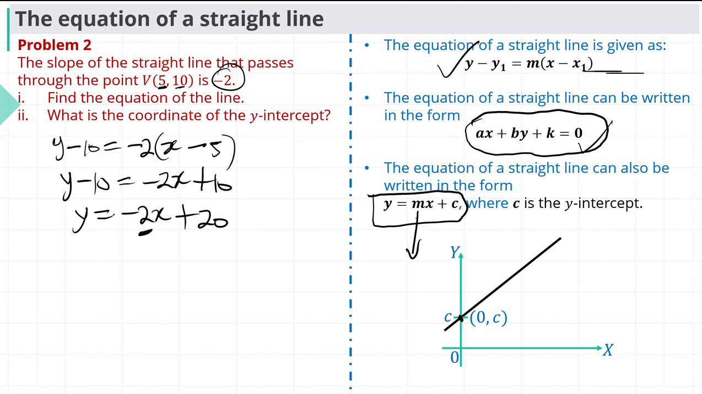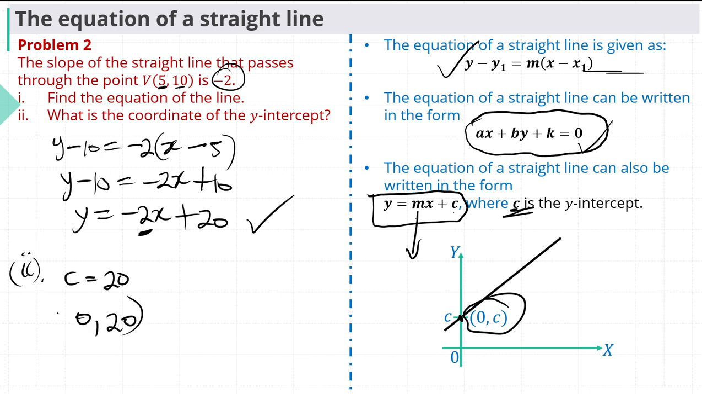Then also, the second question says that we should find the coordinates of the y-intercept. The y-intercept is the value c where the straight line cuts the y-axis. We see clearly from question one that the value of c is 20. And so the coordinate of the y-intercept is going to be (0, c), (0, 20) is the coordinate of the y-intercept.